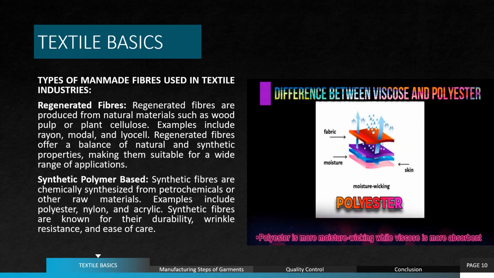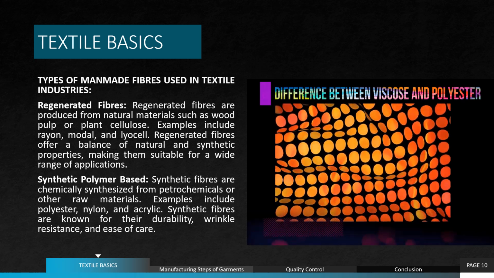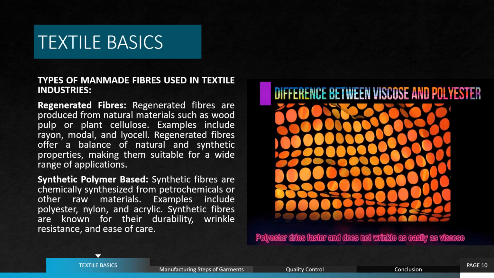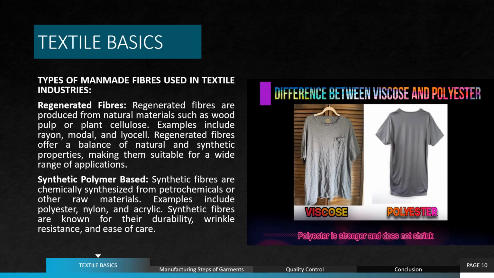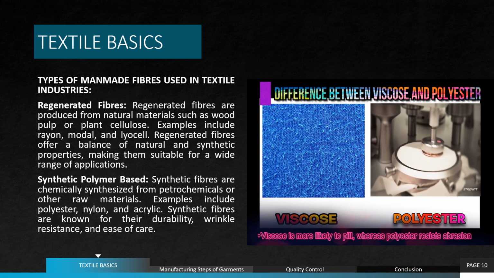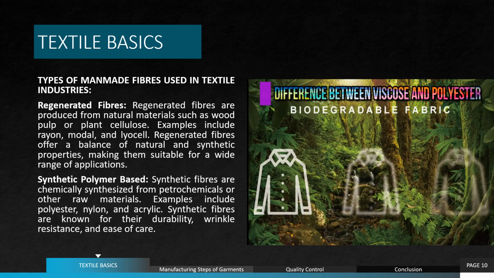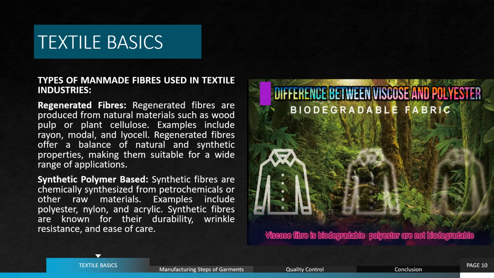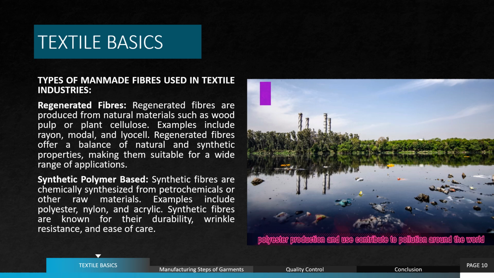Polyester is more moisture-wicking while viscose is more absorbent. Polyester dries faster and does not wrinkle as easily as viscose. Polyester is stronger and does not shrink. Viscose is more likely to pill, whereas polyester resists abrasion. Polyester is made from oil, while viscose is made from plants. Viscose fiber is biodegradable. Most polyester is not biodegradable, and polyester production and use contribute to pollution around the world.